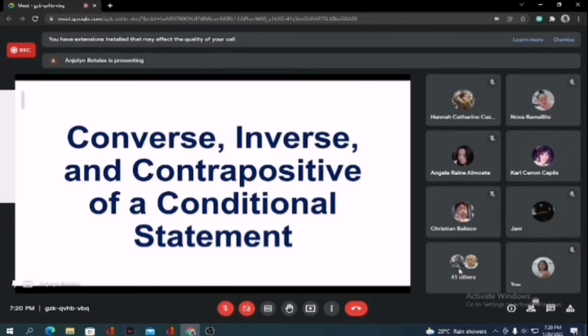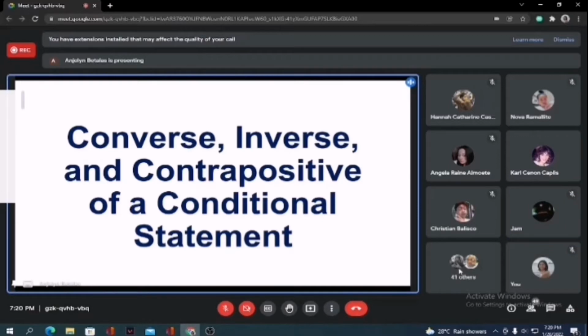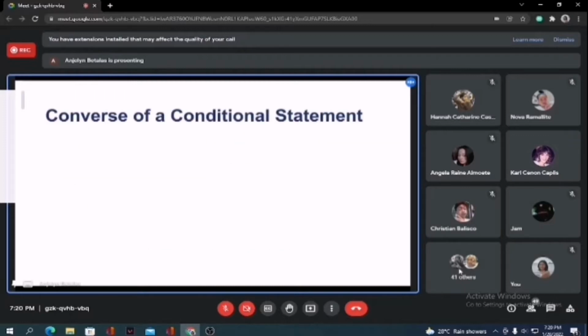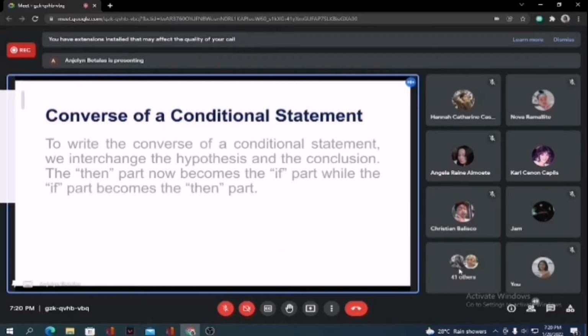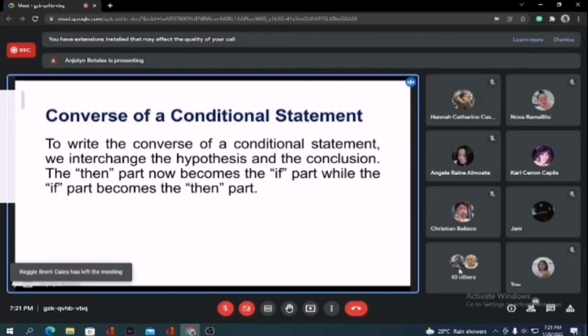Now let's proceed to the converse, inverse, and contrapositive of a conditional statement. First is the converse of a conditional statement. To write the converse, we interchange the hypothesis and the conclusion. The then part becomes the if part, and the if part becomes the then part. It's just an interchange.